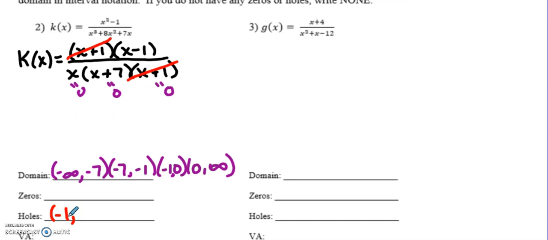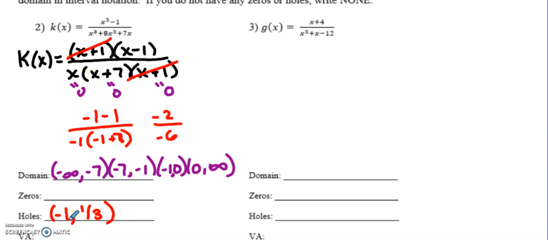But then the next thing is I've got to figure out when I plug -1 in, what do I get back? So if I plug negative 1 into what's left, negative 1 minus 1 over negative 1 times negative 1 plus 7, I end up with negative 2 over negative 1 plus 7 is 6, negative 6. I end up with 1/3. So that's my output for the hole.